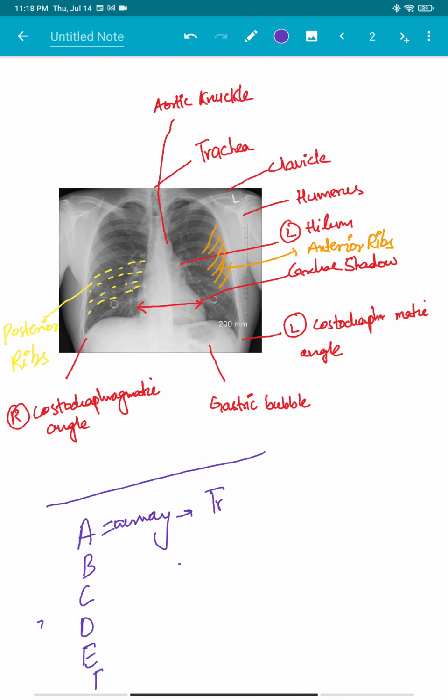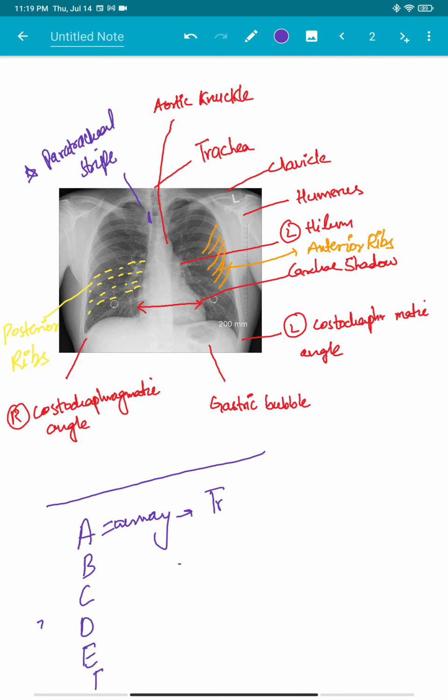And along with the trachea, here is a very thin line. Here I am pointing out, this is the paratracheal stripe. Okay, you should know about it.